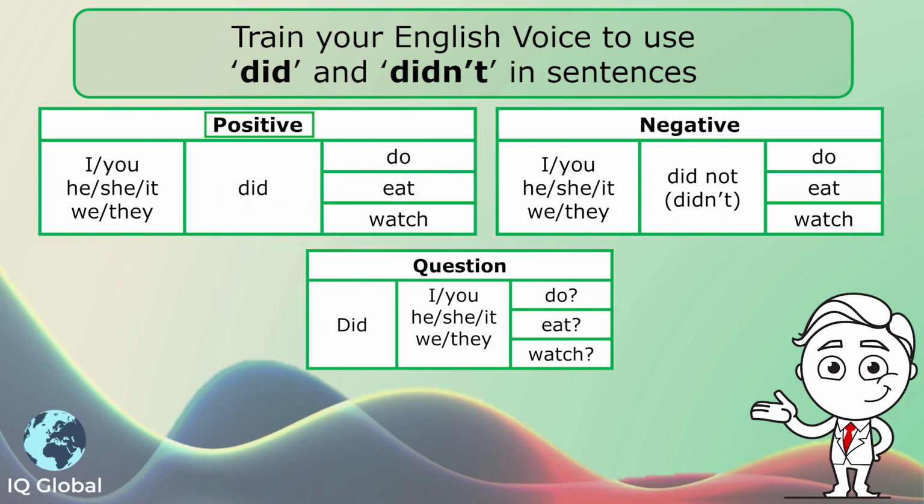In a positive sentence: I, you, he, she, it, we, or they, did, do, eat, or watch. In a negative sentence: I, you, he, she, it, we, or they, did not, or the contraction didn't, do, eat, watch. In a question: did I, you, he, she, it, we, or they do, eat, watch?